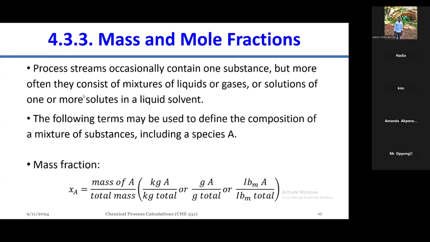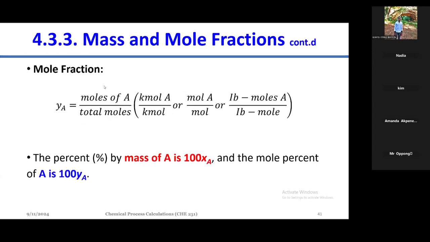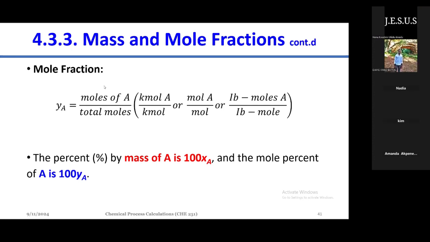Because it's a fraction, part of a whole, your answer will always be less than 1. You can't get a mass fraction greater than 1. It can't even be 1. So take note of that. But then we can multiply it by 100 or 100% to get a mass percent or a mole percent. So when you multiply 100 by your mole fraction, you get mole percent. When you multiply 100 by your mass fraction, you get mass percent.